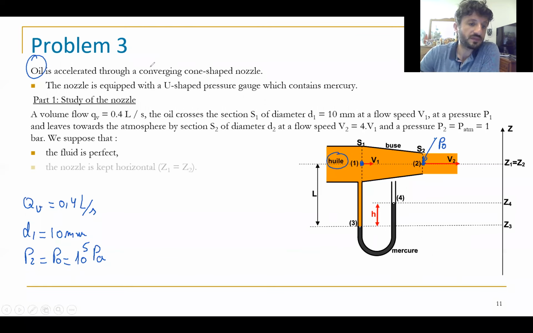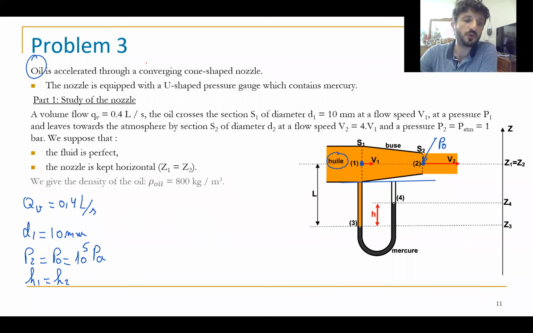The second point, the nozzle is kept horizontally. What I mean by horizontally, it means we have the same height at point 1 and point 2. If I put the nozzle or the tube like this, we have the same height for this point and for this point, because in general we have to take this level to find the height. We have the same h, so h1 equals h2. And finally, we give the density of the oil equals 800 kilogram per meter cube. Let's go.